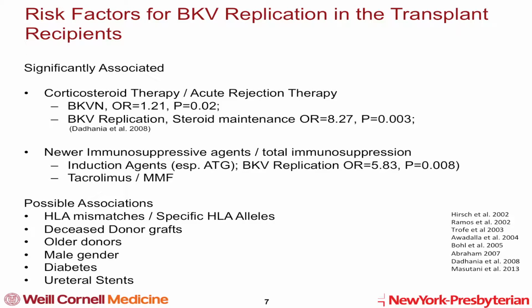Other possible associations that have been studied include HLA mismatches, specific HLA alleles, such as the HLA-C7 allele, deceased donor grafts, and older donors. Those 2 variables get at the theory of a second hit in BK virus nephropathy. There's already injury when you have cold ischemia time, and if the virus is traveling with the donor graft, there's a higher risk of BKV replication in that recipient. Male gender has also been associated with a possible increased risk, as has diabetes and the presence of a ureteral stent, which now has 3 studies. 2 of them say that it is a risk factor, 1 of them states that it's not.